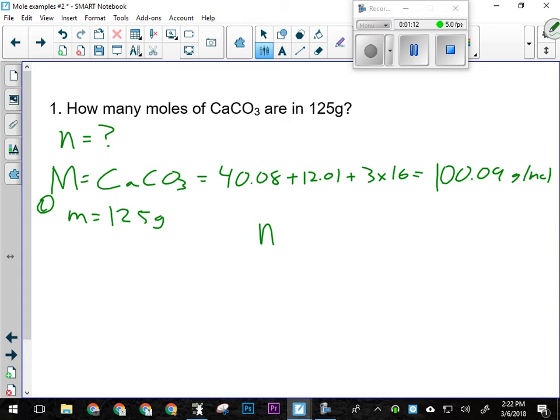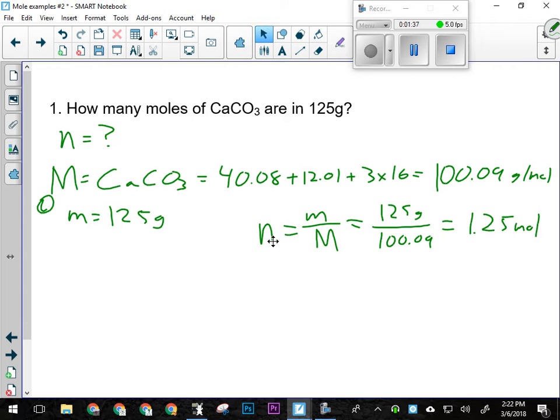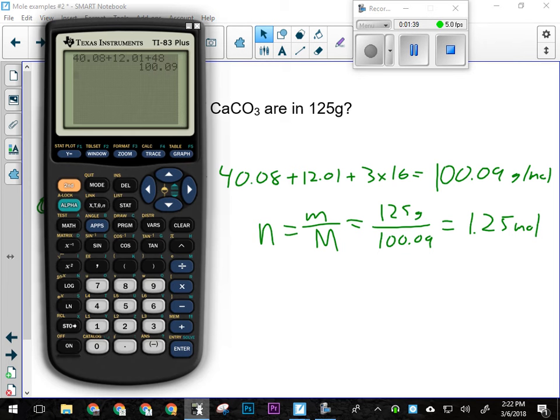The mole equation is N equals little m over big M. I'm looking for N, so I don't have to manipulate. I just need to plug in 125 grams divided by 100.09, and I should get 1.25 moles. Well, I think it rounds to 1.25, does it not? Pretty sure it does, but we'll double check just for argument's sake.